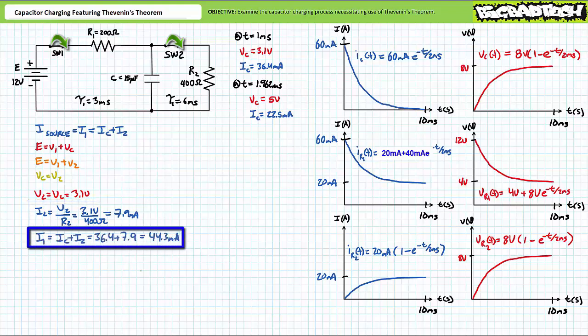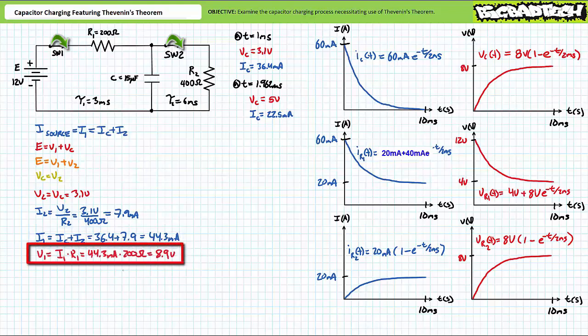Given we know IC to be roughly 36.4 milliamperes at t equals 1 millisecond, an application of Kirchhoff's current law demonstrates that R1 must be experiencing 7.9 plus 36.4, or roughly 44.3 milliamperes of current. An application of Ohm's law demonstrates that R1 will experience a voltage drop of roughly 8.9 volts at t equals 1 millisecond. Let's check our work.